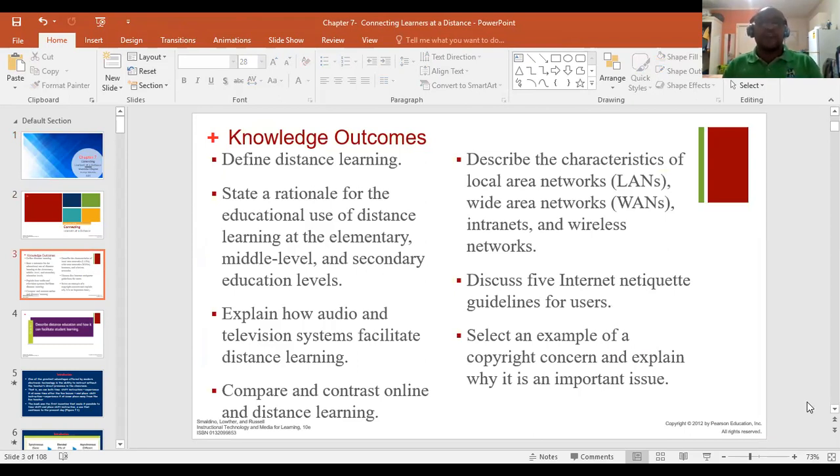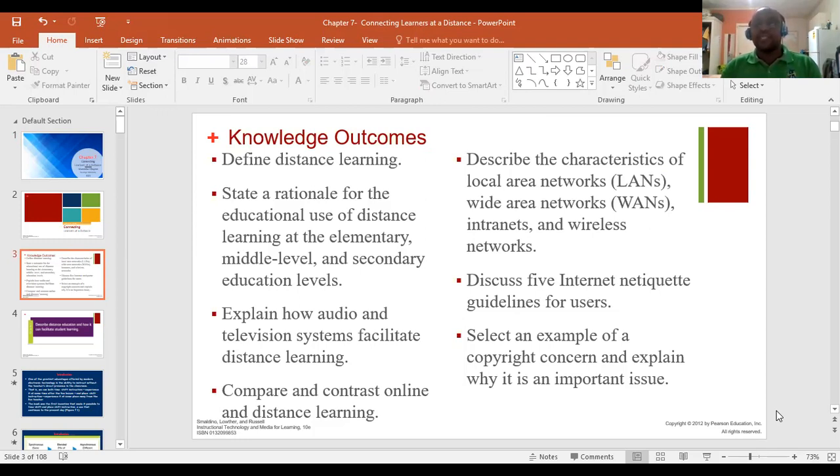First, we are going to define what distance learning is. We'll state a rationale for the educational use of distance learning, not only at tertiary level, but we are emphasizing more on elementary, middle level, and secondary education levels. Explain how audio and television systems can help facilitate distance education. Compare and contrast online distance learning.